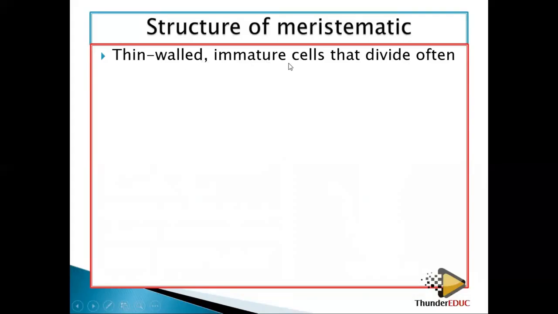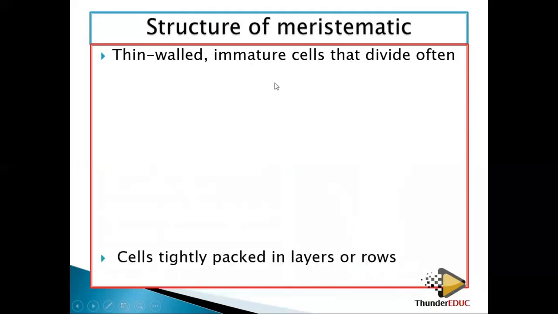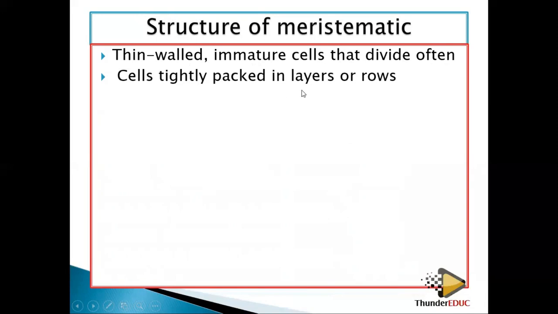Thin-walled, immature cells, it means that they can mature as they modify. Immature cells that divide often. Cells are tightly packed in layers and rows. So they are packed. It means that they can grow to give each other space. Then they have no intercellular spaces. There are no spaces in between these cells.